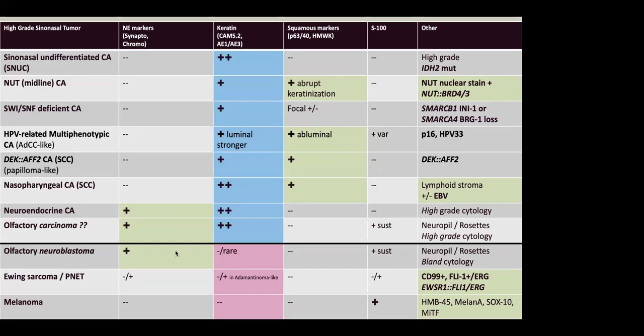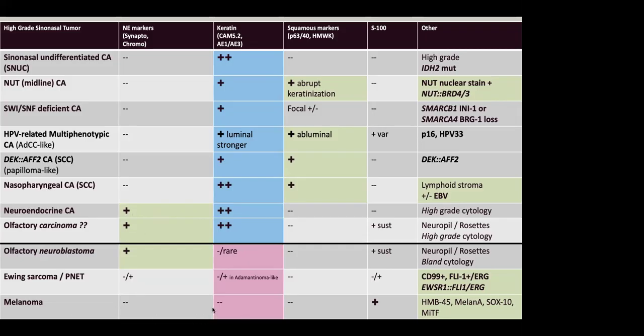Olfactory neuroblastoma as well can sometimes express keratins. Usually you have a more bland cytology with neuropil and rosettes. There's also this newish entity of olfactory carcinoma that is generally very high grade and very strongly keratin expressing. So kind of a spectrum here. Then we get into full-on neuroendocrine carcinoma that is similar to neuroendocrine carcinomas in other locations. I think there's probably a spectrum between olfactory neuroblastoma, olfactory carcinoma, and neuroendocrine carcinoma that we just haven't really sorted out yet clinically, but I just wanted to point out this spectrum.